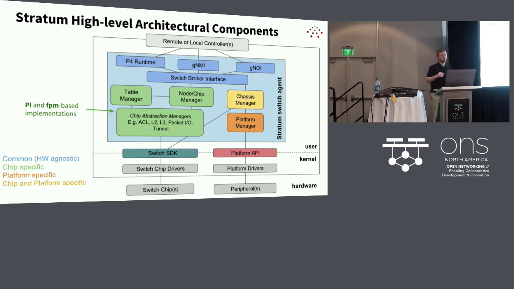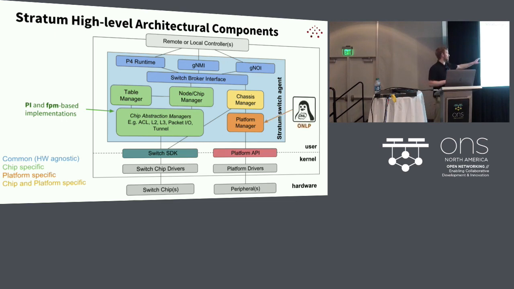And in Stratum today, we have two different implementations. One is the FPM-based implementation for fixed function ASICs, which translates from the high-level P4 runtime messages down to the SDK of a fixed function vendor. And then on the programmable ASIC side, we have a PI implementation. So you're not necessarily going to see L2, L3, and ACL in the PI side because those are just P4 constructs that get passed through the SDK. But nevertheless, it's the same interface that gets exposed up from those two implementations.